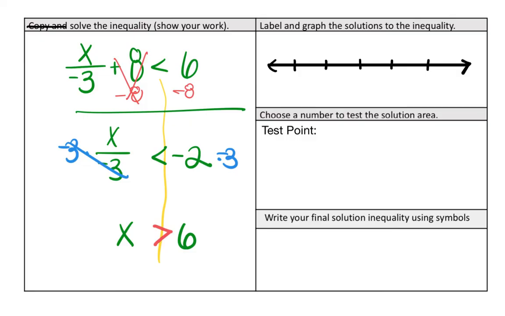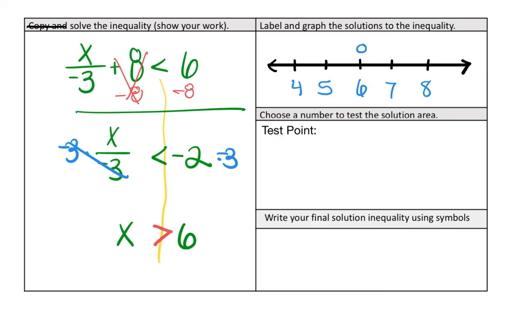So let's put that on our number line and check it before we write it as our final solution. So I'll just throw 6 in the middle, and then we'll go 7, 8, and work backwards. Okay, so everything greater than 6, that's going to be an open circle. And so we're thinking it's going to be going to the right. So let's pick a test point maybe over there. Let's do 8 as our test point.